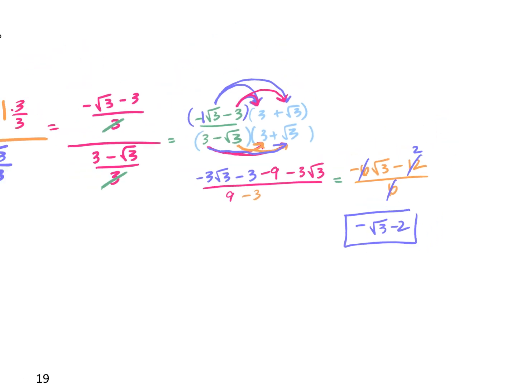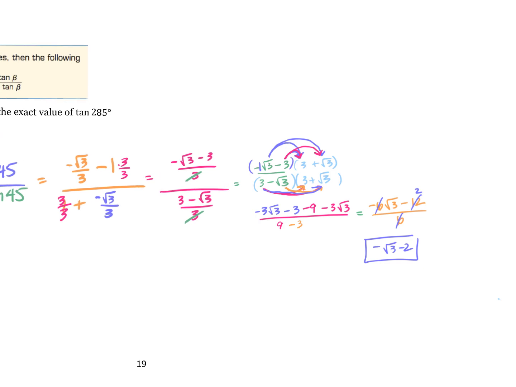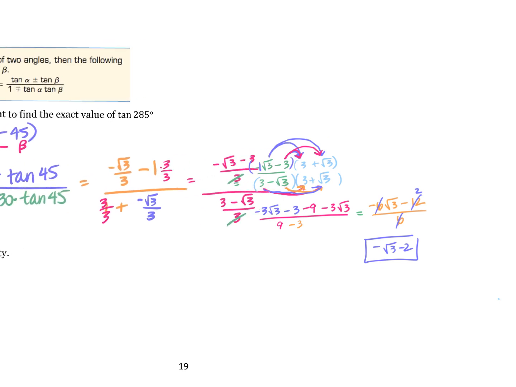Now, real fast, I just want to show you why this is not the worst thing you've ever done in your life. Tangent of 285. If I did tangent of 285, is that a crazy decimal? It's negative 3.73. Now, if I do negative root 3 minus 2, we know we got it. Whoa. That was a lot. Check yourself. Check yourself.